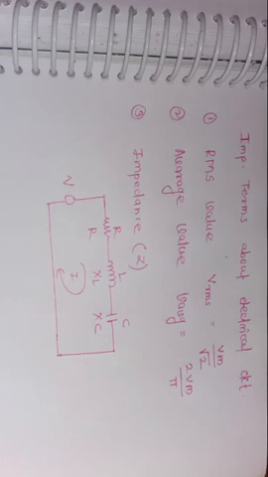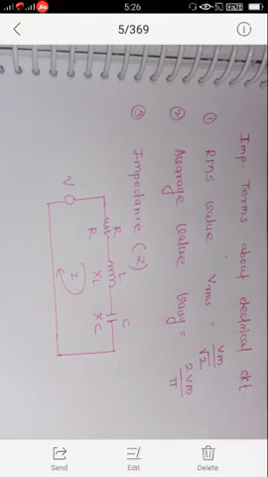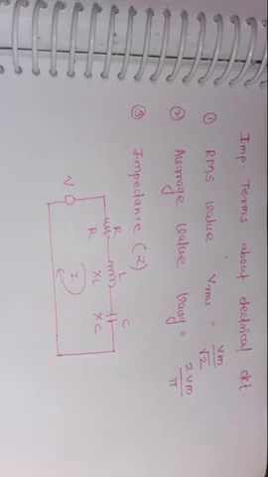we have to go through a simple series RLC circuit, where R is a resistance offered by the resistor, XL is the opposition offered by the inductor, and XC is the opposition offered by a capacitor.